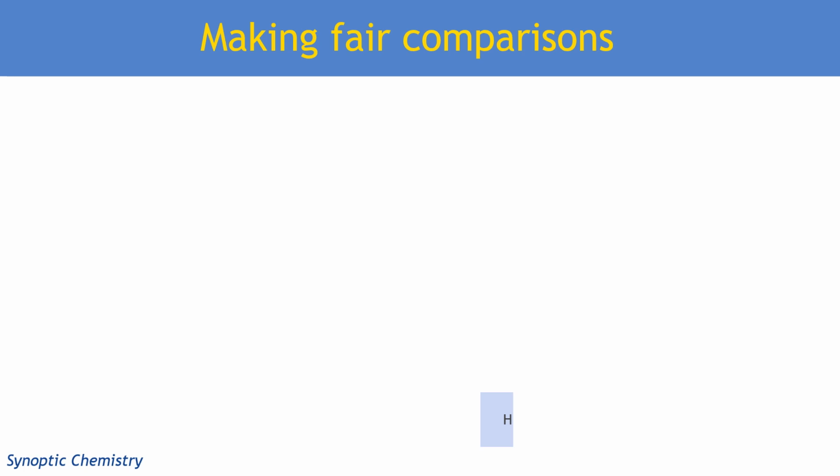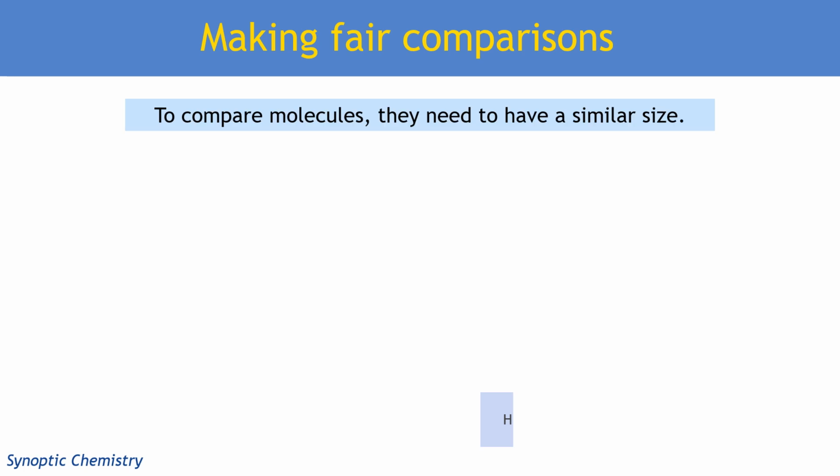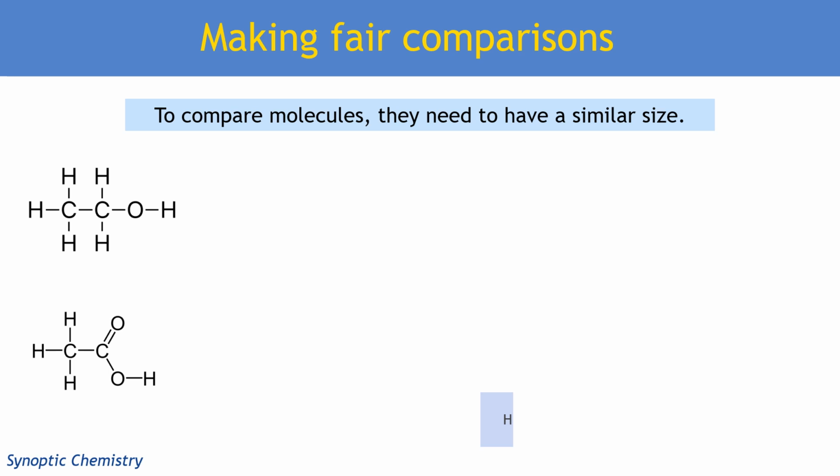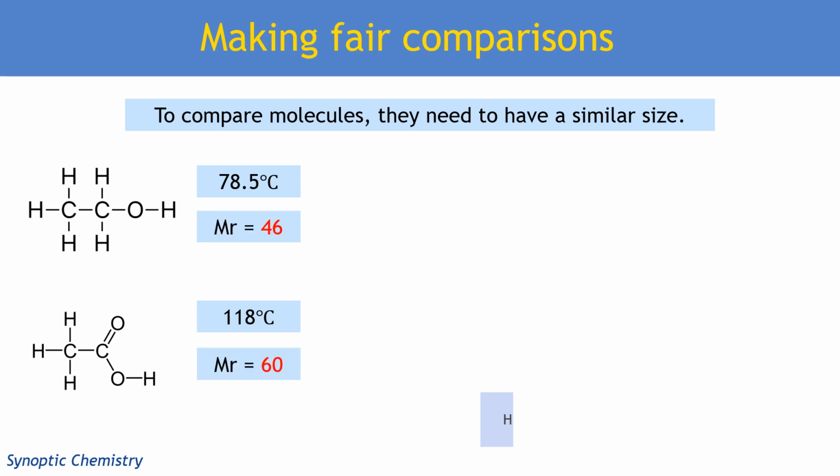It's really important when we compare molecules with their types of intermolecular force that they have a similar size. Otherwise, it's not a fair comparison. So if I look at ethanol, you might think, oh, I'm going to compare it to ethanoic acid because they've got the same number of carbons, so that's a fair comparison. But ethanol has an Mr of 46 and ethanoic acid has an Mr of 60. That's not a fair comparison because yes, they've both got hydrogen bonding, but ethanoic acid also has a much bigger molecular mass, more electrons and stronger London forces.